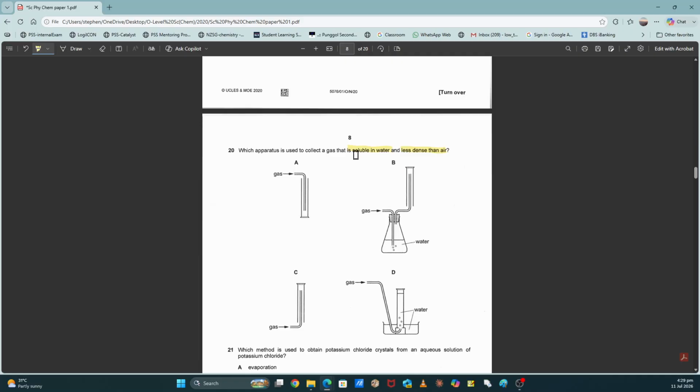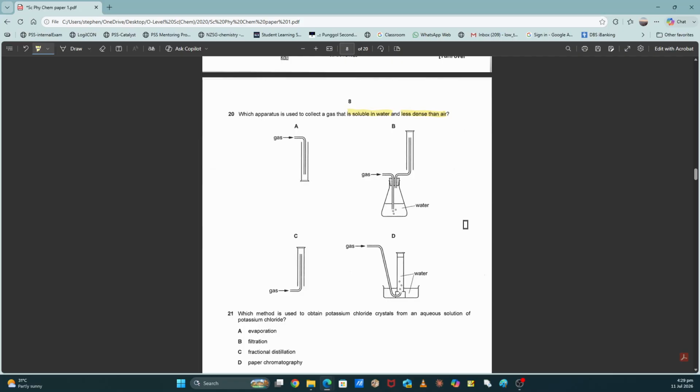Okay, so if it is soluble in water, that means the gas that is produced should not touch any liquid or water. Why? Because if the gas is bubbled into water, it will dissolve in the water. And if it's dissolved in the water, you can't obtain the gas because it's already inside the water. So when you say soluble in water, that means B and D cannot be the answer because you cannot collect the gas.